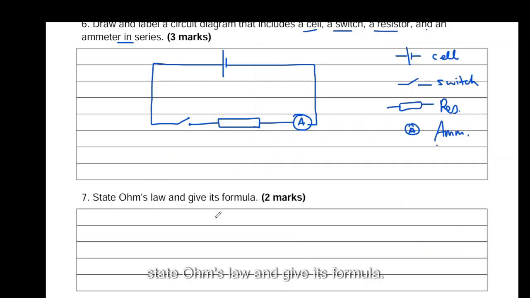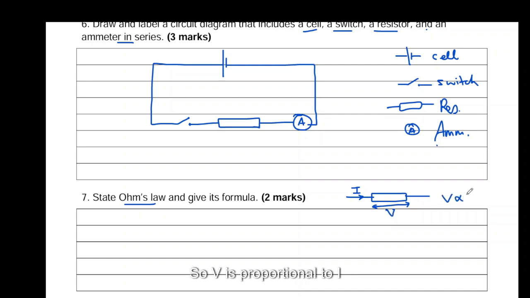State Ohm's law and give its formula. Now Ohm's law says that if you consider a resistor, the current that goes through it is directly proportional to the potential difference across its ends. So V is proportional to I when temperature and other physical quantities remain constant. Now at GCSE level, if you just say temperature remains constant, you're fine. So the formula is V is equal to IR.